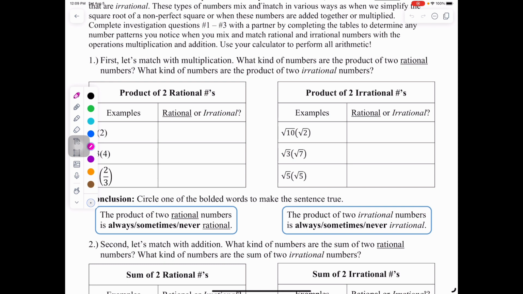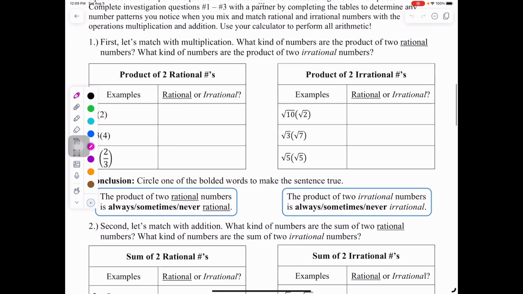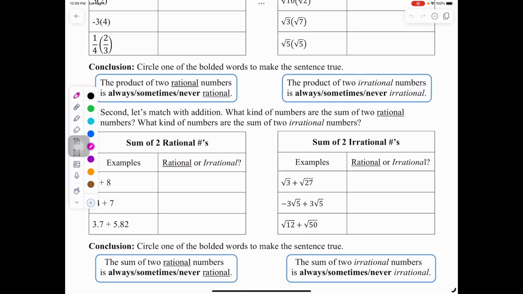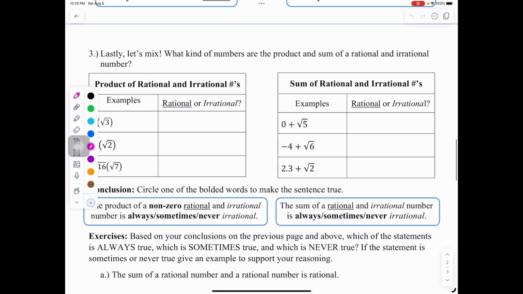Underneath, you'll be asked to do a conclusion. It's going to say circle one of the bolded words to make the sentence true. So you're going to investigate what goes on with these numbers under certain operations and be able to make a final conclusion about the special combinations. That same setup is going to happen for number 2, which is matching with addition. What kind of numbers are the sum of two rational numbers? What kind of numbers are the sum of two irrational numbers? With conclusions. And then number 3, it says, lastly, let's mix. What kind of numbers are the product and sum of rational and irrational?